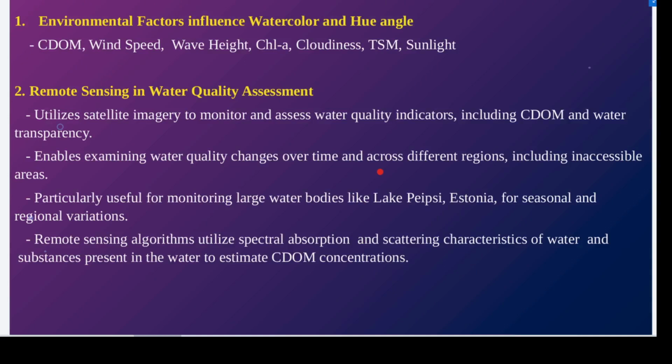There are various environmental factors that influence watercolor and Hue angle. CDOM, wind speed, wave height, cloudiness, etc. influence watercolor. Cloudiness and sunlight particularly influence the satellite image collection, and cloudy conditions and poor sunlight can be a reason for poor satellite images, which can influence the quality of a research.